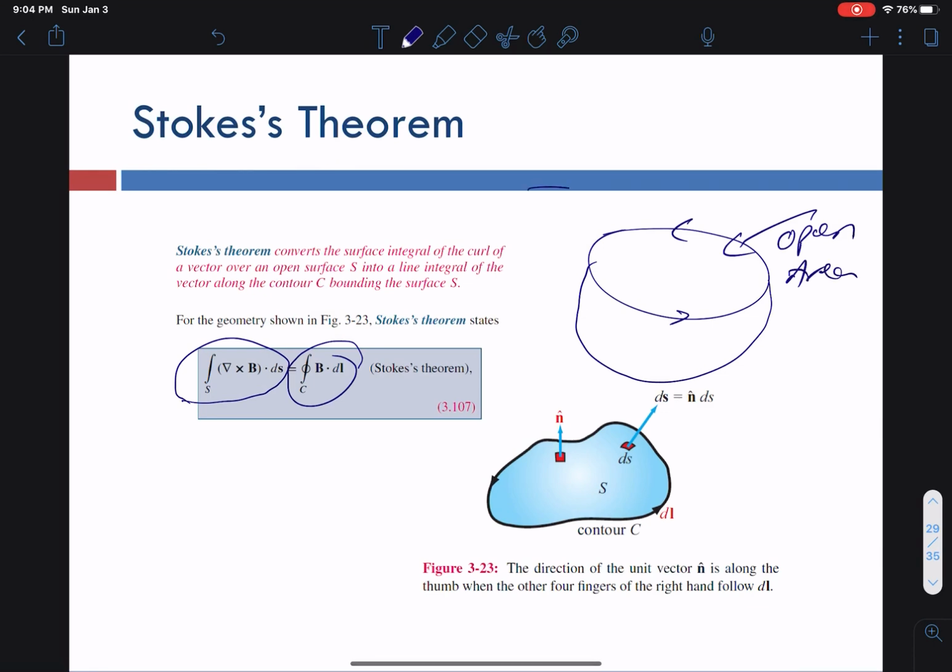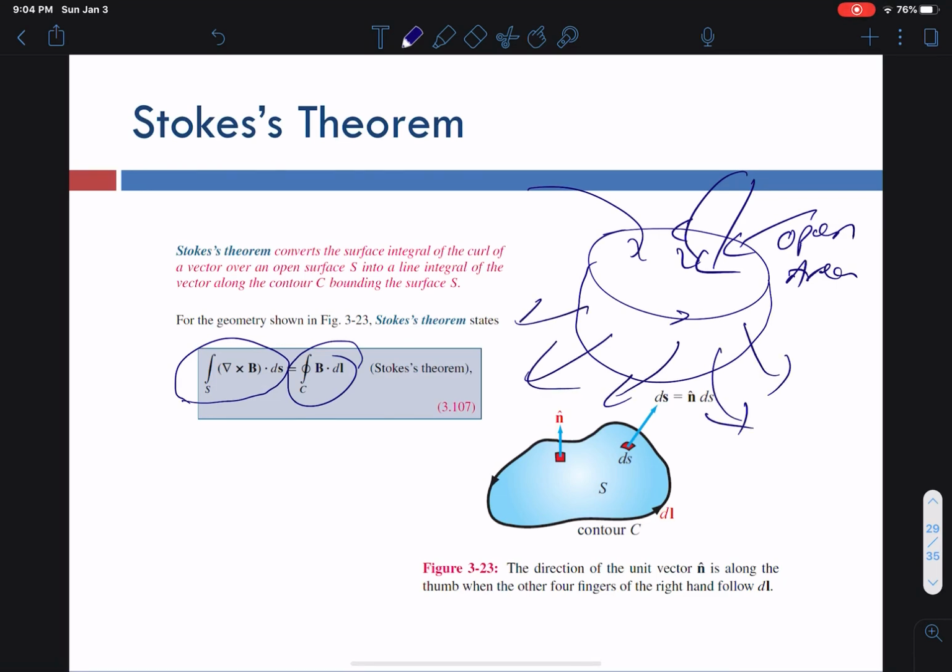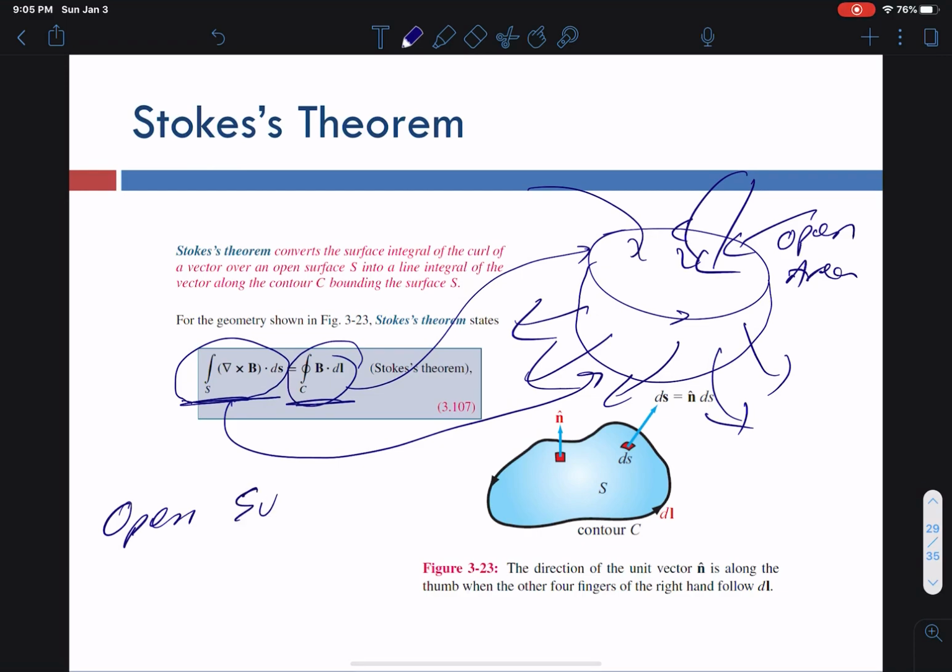Now you pour water here. The amount of water coming through that open area is also the amount of water passing through the surface. So that means your surface integration can be equal to your closed loop line integration. This is the closed loop line integration right here, and this is the surface integration right here. That's your Stokes theorem. Stokes theorem equates your surface integration to the closed loop line integration. This is only for an open surface.